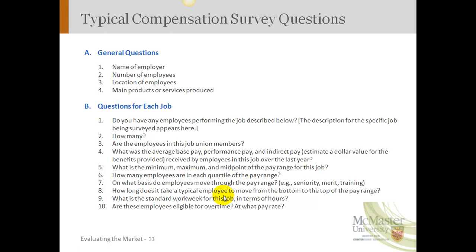All right? What's the standard work week for the job in terms of hours? Again, you might be paying $65,000 a year, but maybe they're working 44 hours a week. Some other companies paying $65,000 a year might only be working 35 hours a week. So again, to know how many hours a week people are working is very important. And are these employees getting overtime and at what pay rate? You might find that yours aren't eligible for overtime, and so you're paying them more at $65,000. Some companies might be paying a particular pay which is lower than yours, but they may also be eligible for overtime and getting it.